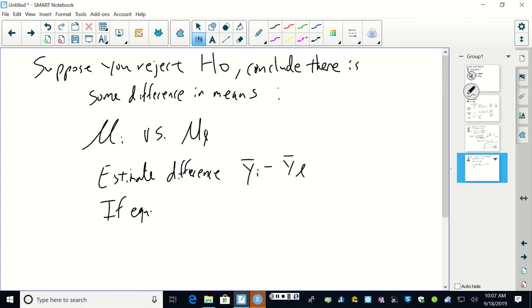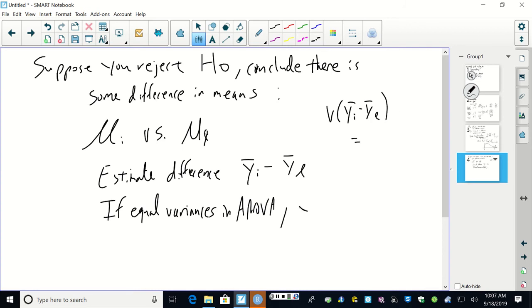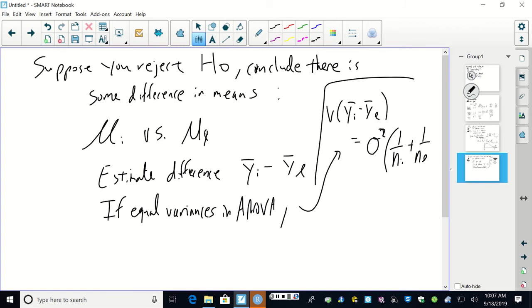If we have equal variances, as we do in the ANOVA model, we want to estimate, well, I should say the variance of Y bar I minus Y bar L. If variances are equal, I'm going to get this out of order, there'd be an overall variance, and then there'd be 1 over the sample size for the first group, plus 1 over the sample size for the second group.